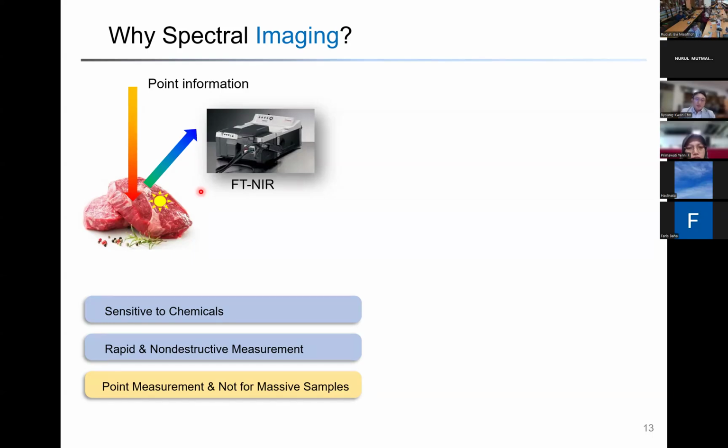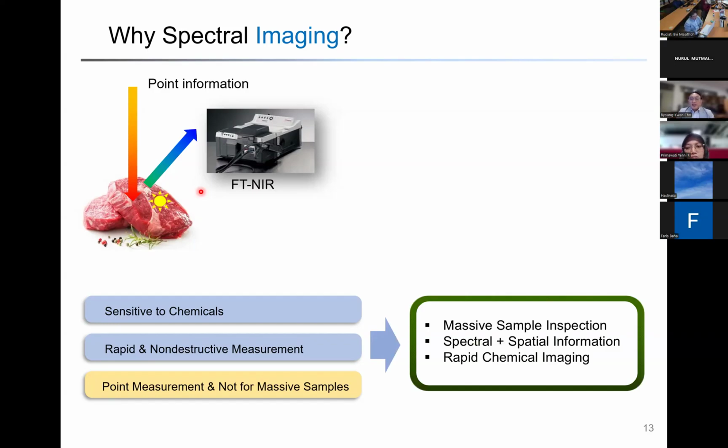But because of point measurement, if the samples are many, let's think about seeds. There are 100 seeds, 1,000 seeds, even 100,000 seeds. If we want to measure each sample individually, it takes a lot of time, right? So that's why spectral imaging is necessary for massive sample inspection.